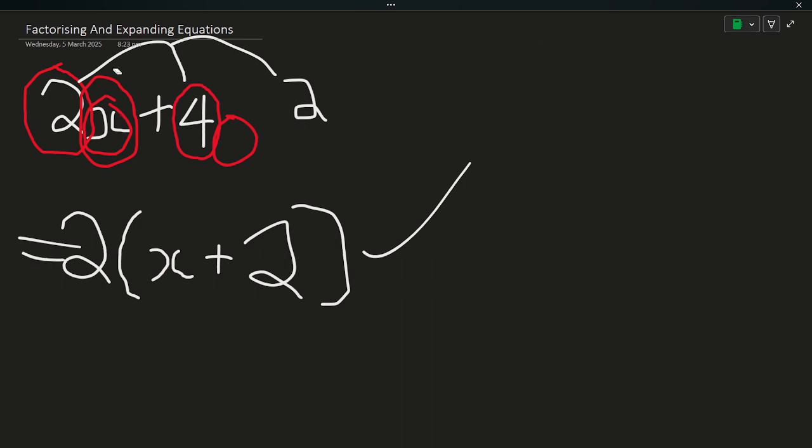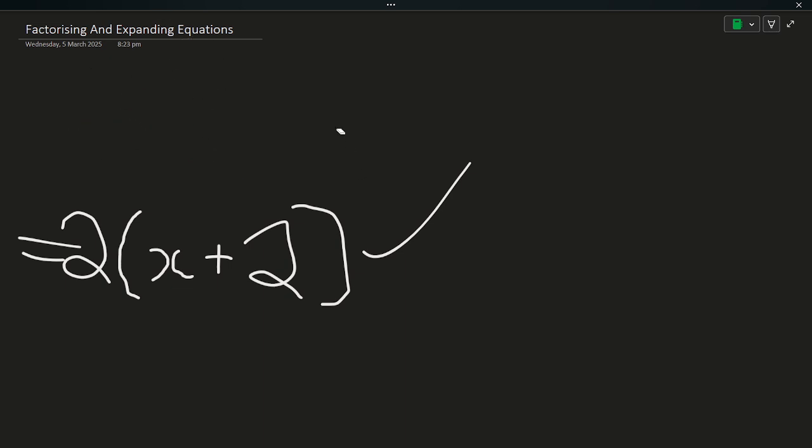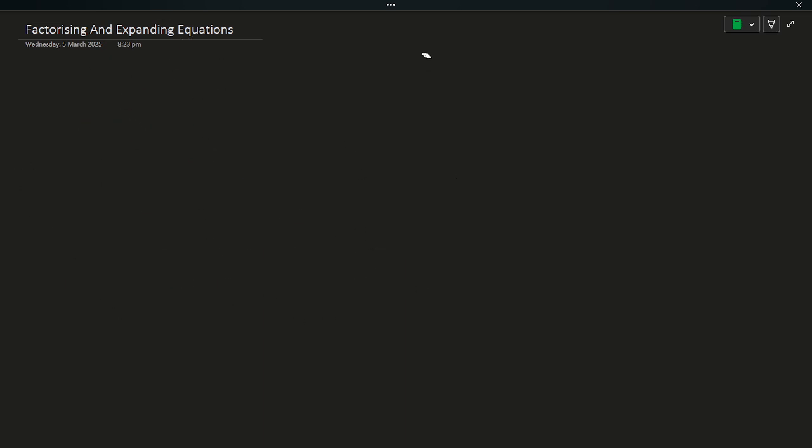I think it's better if we do some other equations now, for factorizing. Since 2x plus 4 was so easy, let's go into a little bit more complex one: 3x plus 9x squared. Most people may be confused on some things, but it's easy, trust me, it's not that hard.